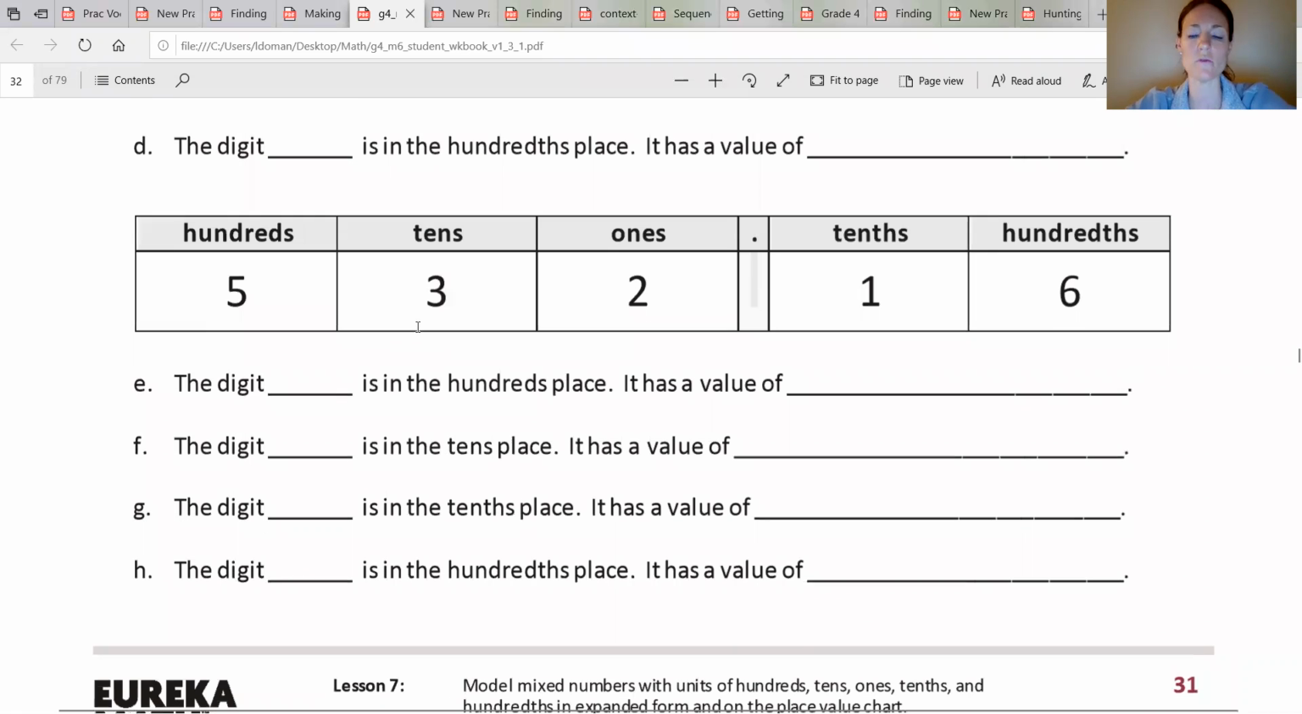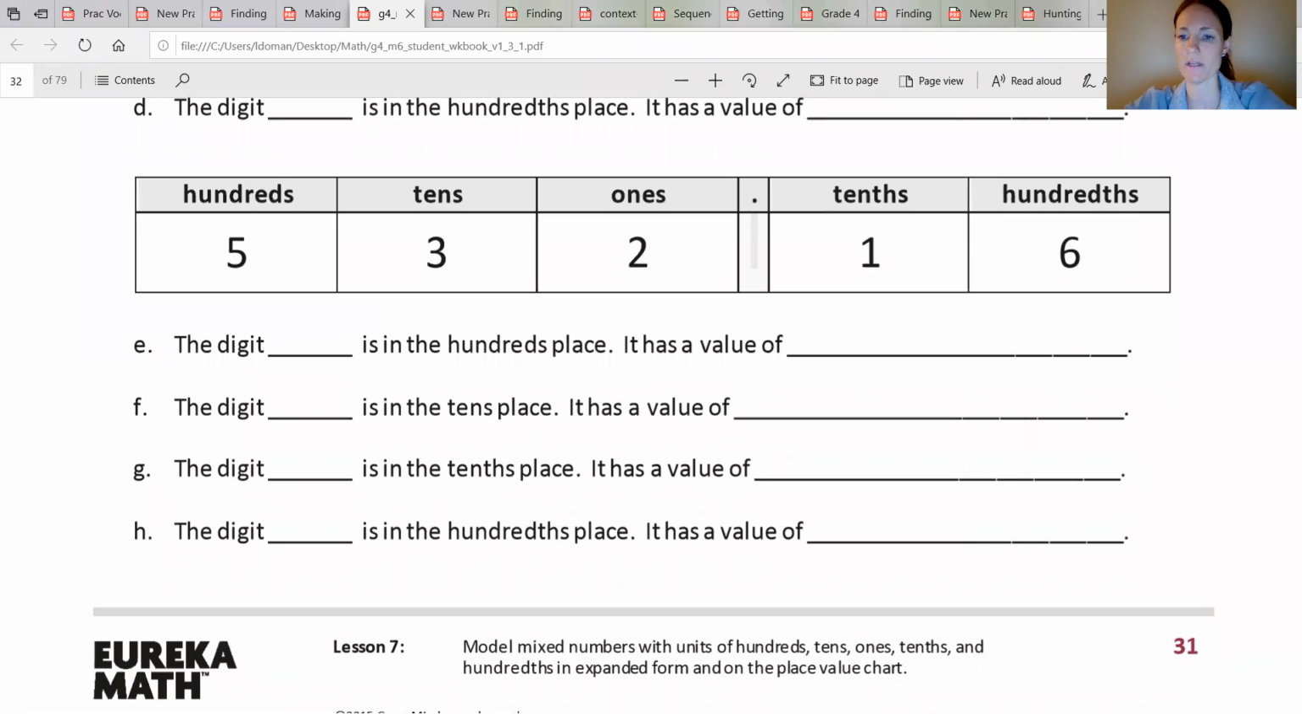Now, for E through H, you have another set of place value of 532 and 1600ths. For that one, I'm going to go ahead and allow you to do that one. And if you have any questions, again, reach out to me, Mrs. Doman, or Mrs. Bakke.